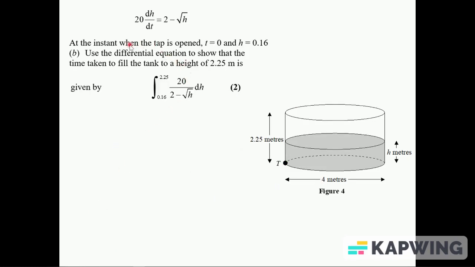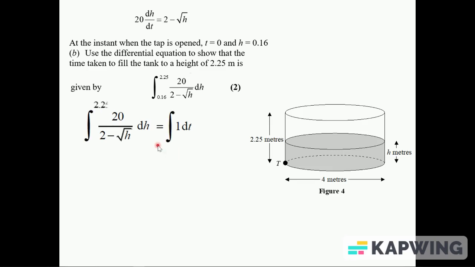And then it says the instant the tap is open, t is 0, h is 0.16. Use the differential equation to show that the time taken to fill to a height of 2.25 is given by this. So if I separate the variables, I need the h's on one side, so I'll divide both sides by 2 minus root h. I can't subtract, because I'll get a bit of a mess when I multiply by dt. So I divide by 2 minus root h. I'll just get 1 over here and that fraction on the left-hand side. I'll put the dt up here, and then I'll be integrating both sides.